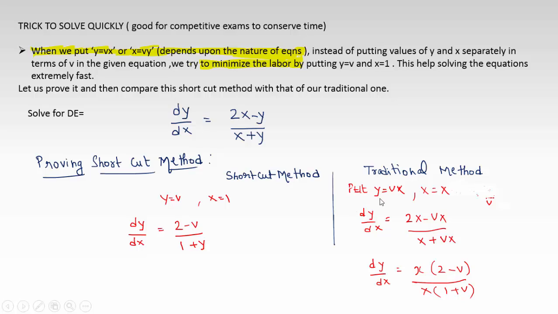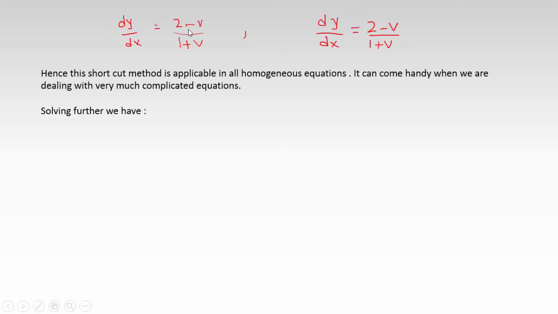Now in the traditional method we have y equals vx and x equals simply x. So we get dy by dx equals (2x minus vx) upon (x plus vx), and dy by dx equals x(2 minus v) upon x(1 plus v). By simplifying, we get on both sides (2 minus v) upon (1 plus v), and the other one also (2 minus v) upon (1 plus v). So this proves that our shortcut method is very much authentic and we can use it in any number of homogeneous equations. It comes very handy when we are dealing with very complicated equations.